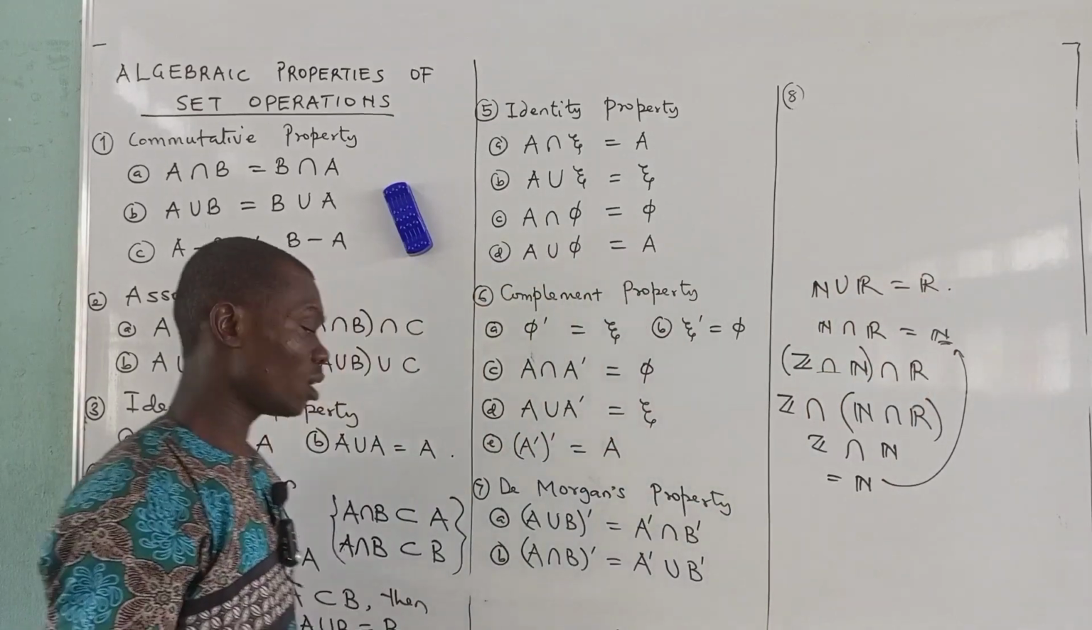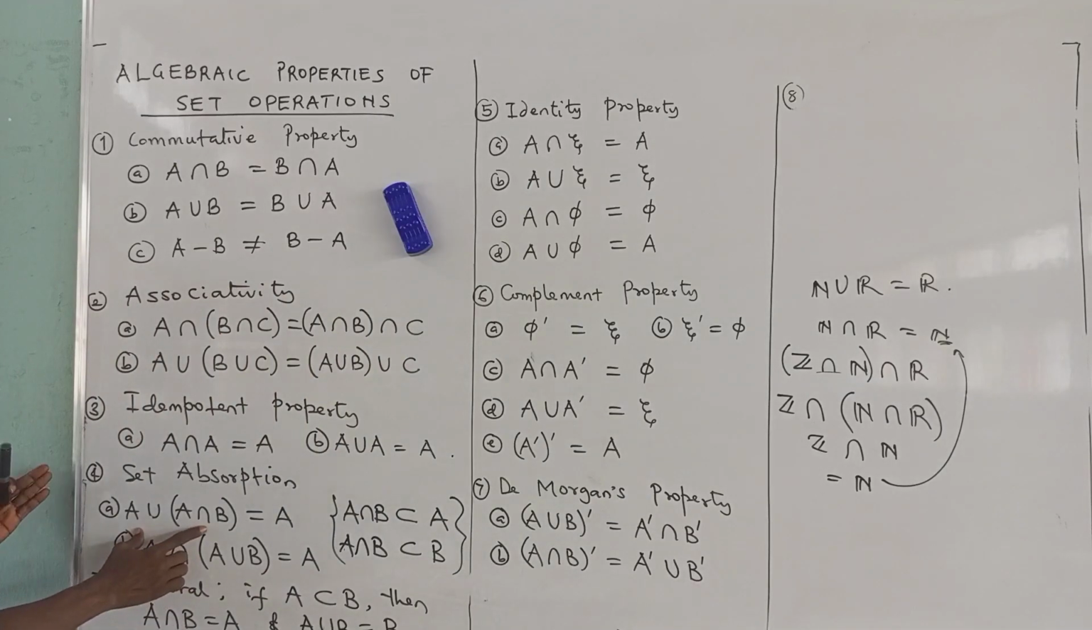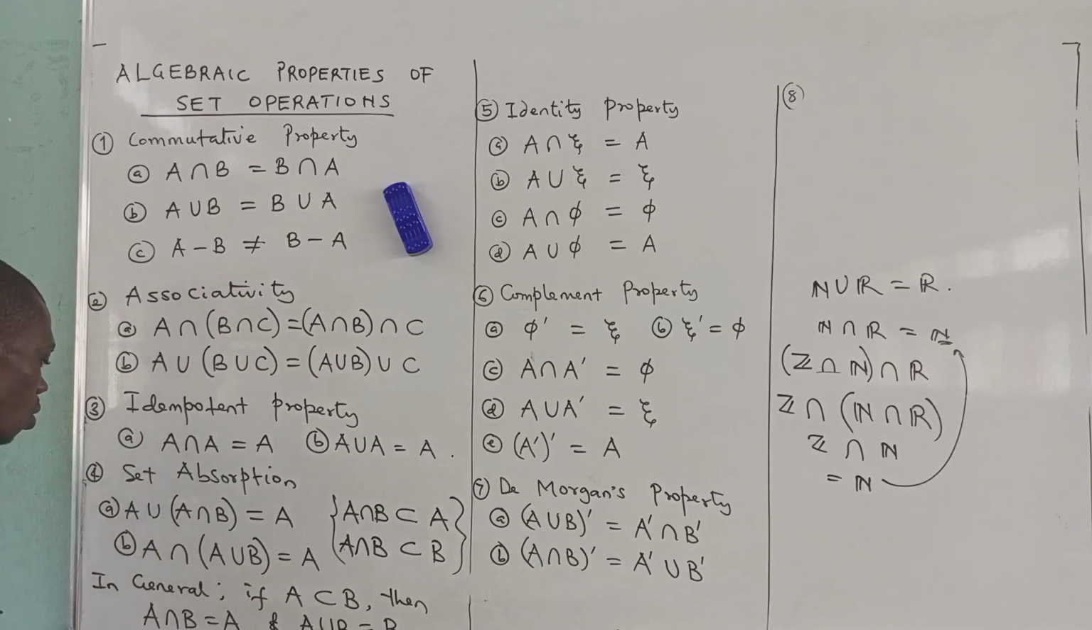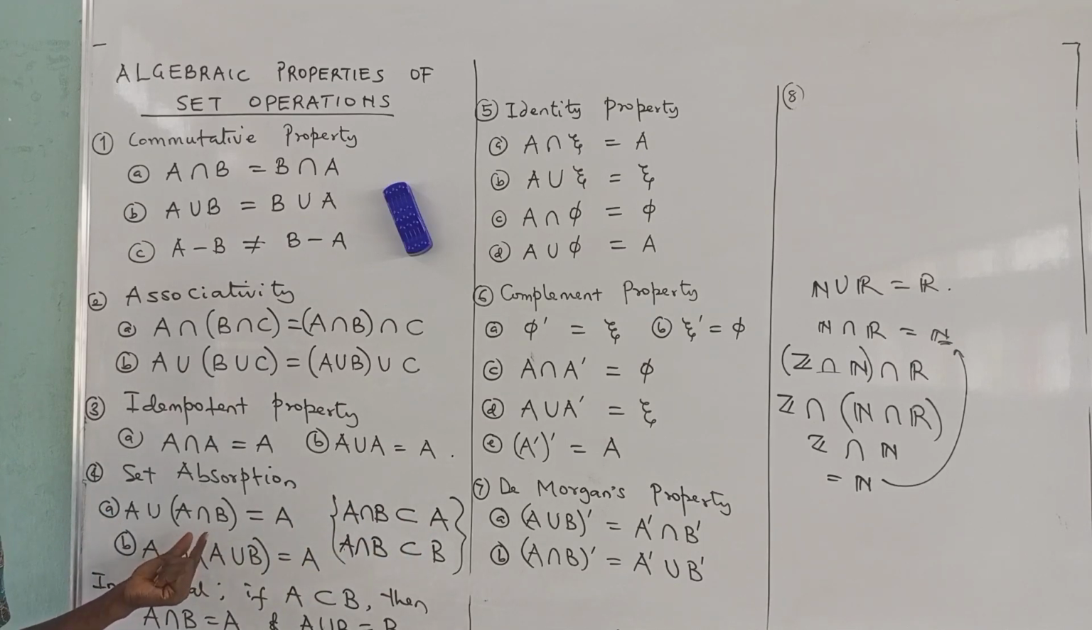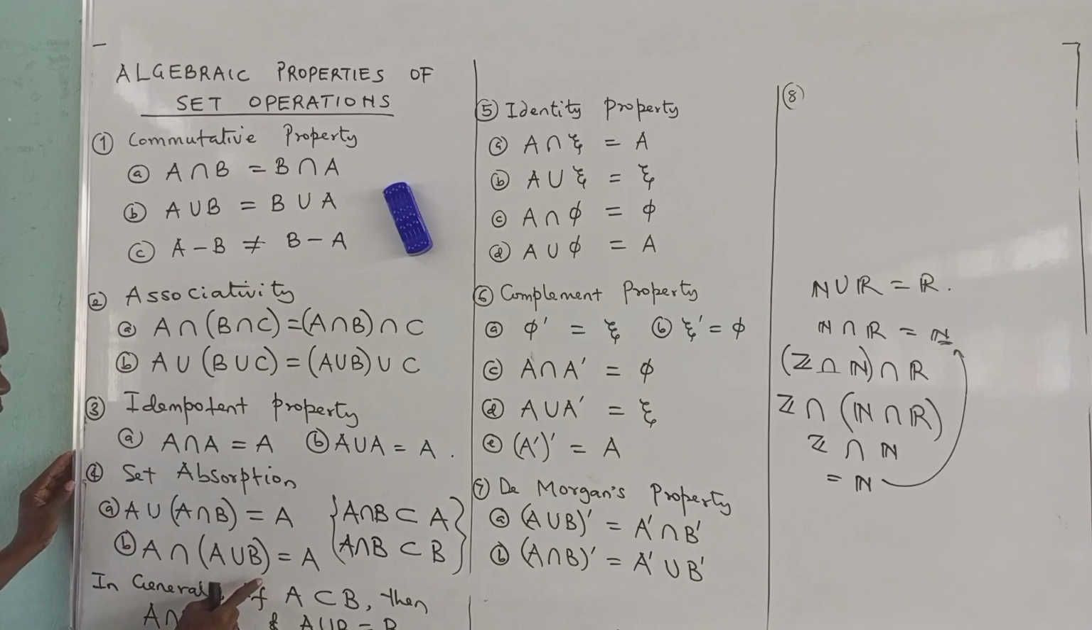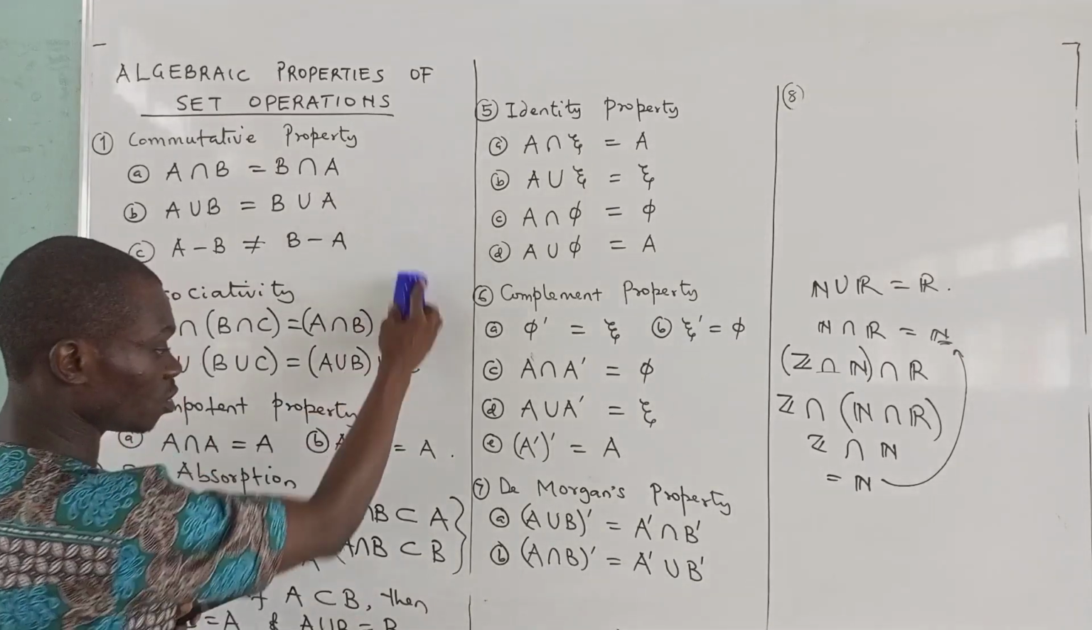Okay, so that's the property we used here in set absorption. A is actually containing the intersection, and so you will have that this union is going to be A, because A is bigger than this. And the intersection of... now look at the other property you should also note.